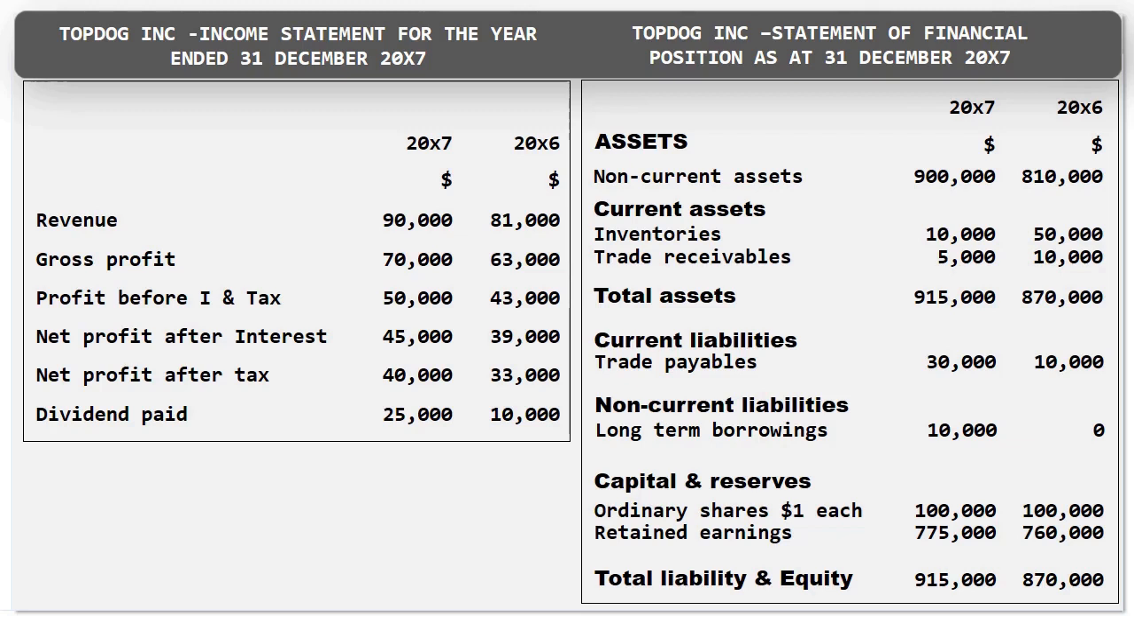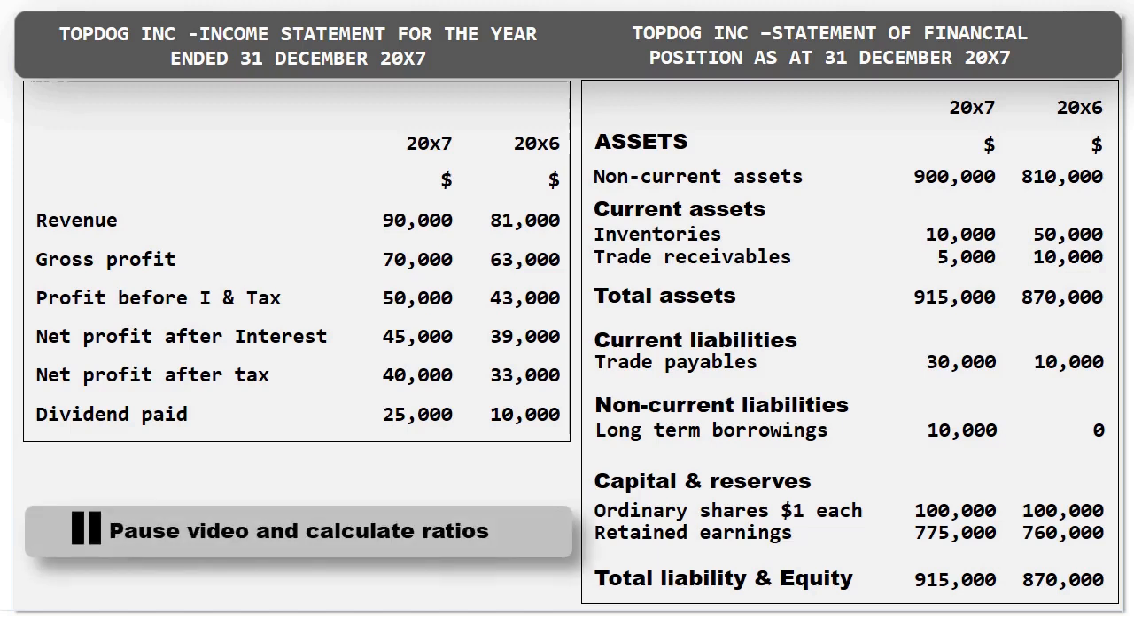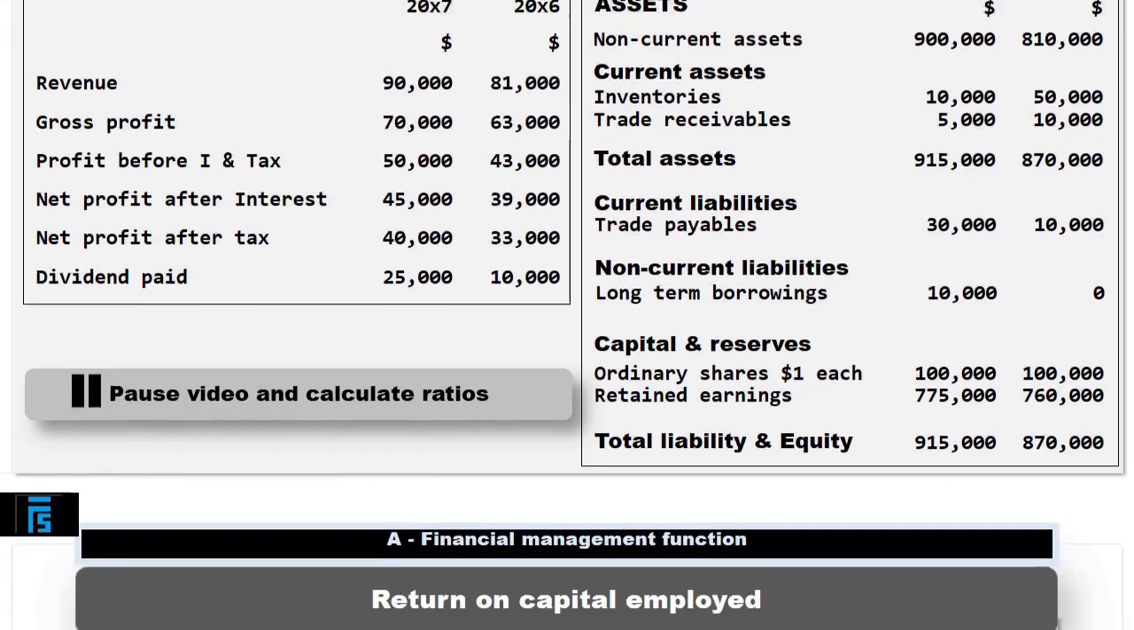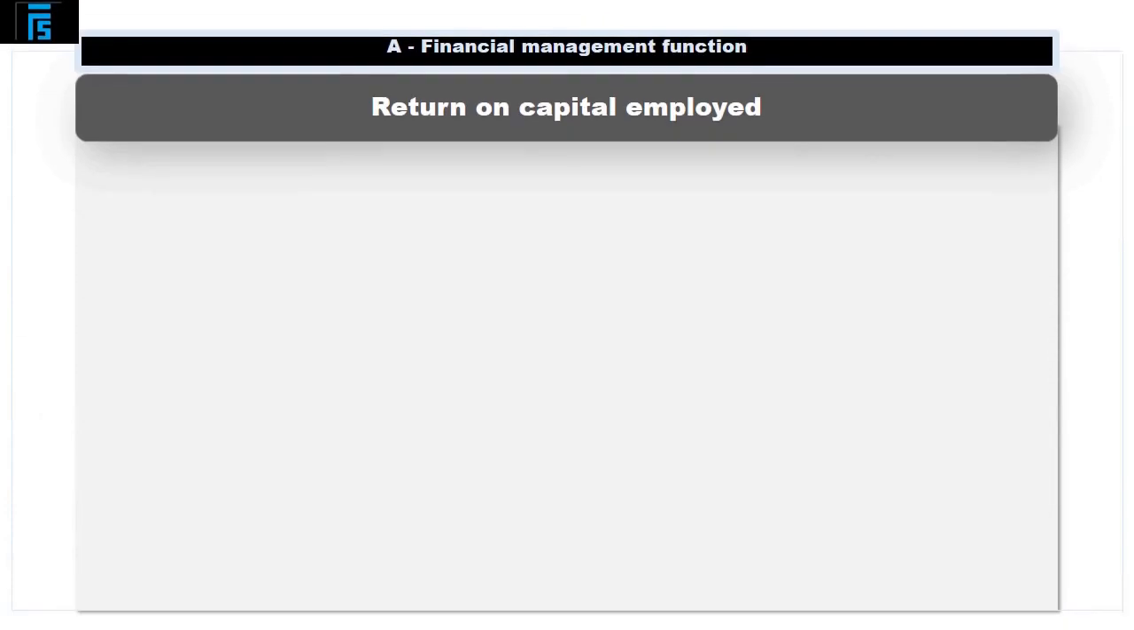How do you get good at calculating ratios in your exam? By practicing. Please pause this video and calculate the return on capital employed, return on equity, earnings per share, dividend per share. Have you done them? Okay. So starting with calculating the return on capital employed.